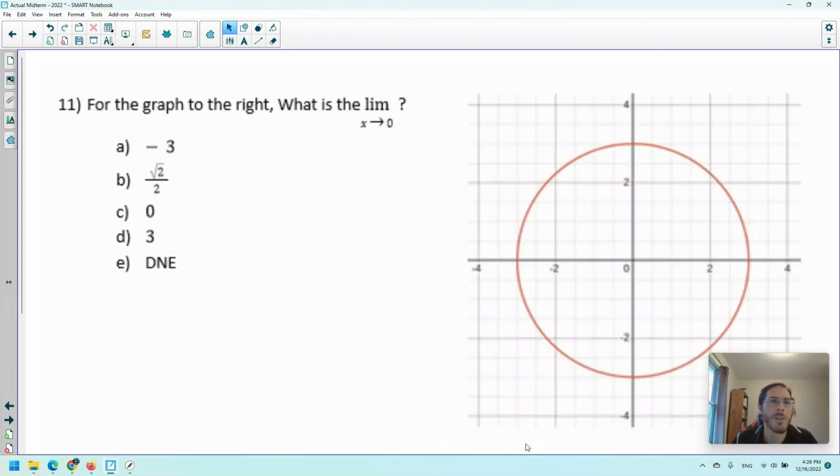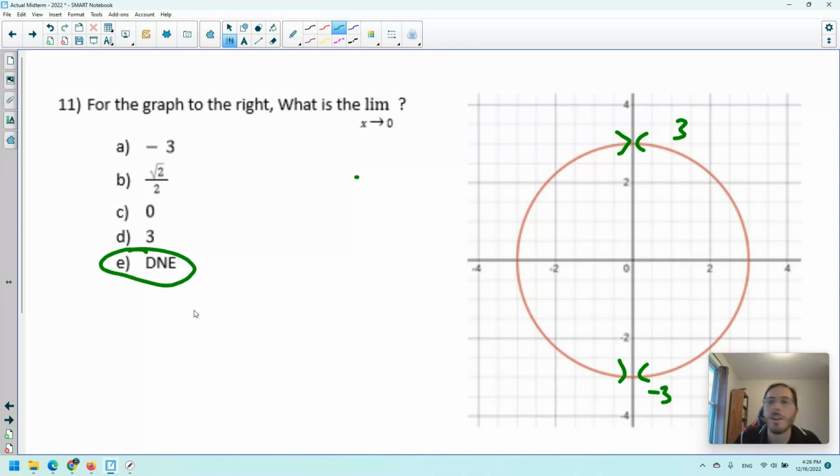All right, so for number 11, we have to find the limit as x approaches 0 for this graph. So as we approach 0, up at the top, we can see that we're headed towards 3. Down here at the bottom, we can see we're headed towards -3. So since those are not the same, this is going to be DNE because we don't really know if we're at the top or if we're at the bottom.